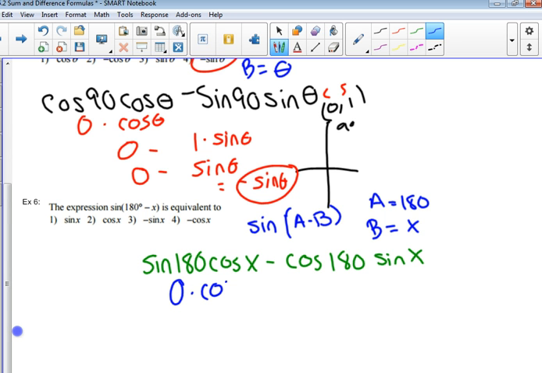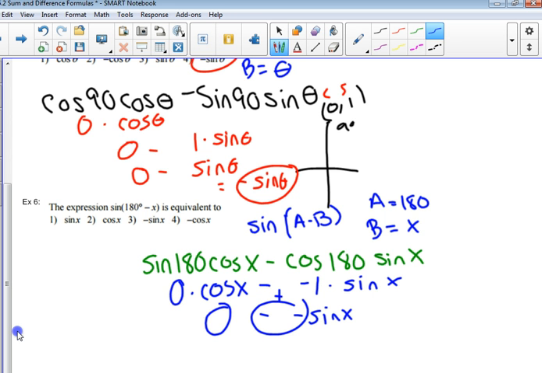0. Good. And then cosine 180 was a -1. Okay. So this becomes 0. Here we have minus a negative sine x. What's this going to become? Positive. So 0 plus sine x is sine x. How did we do with that one?